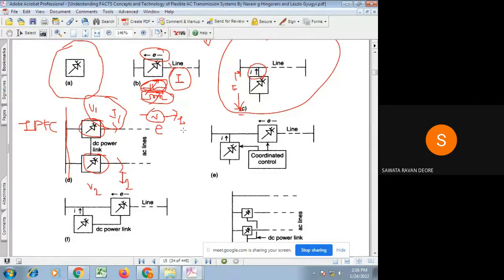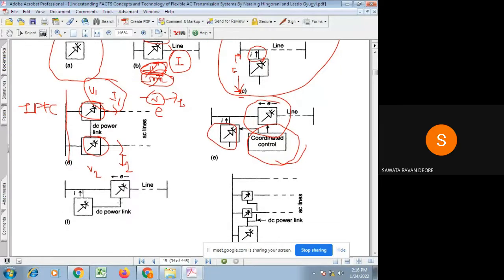Similarly, the fourth one, as I said, is the series shunt controller. Here the example is one series controller which injects voltage in series with the line, and one shunt controller which injects current into the line, and both are controlled in a coordinated manner or provided with a common DC link like this figure. If it is so, then it is called UPFC, that is unified power flow controller.